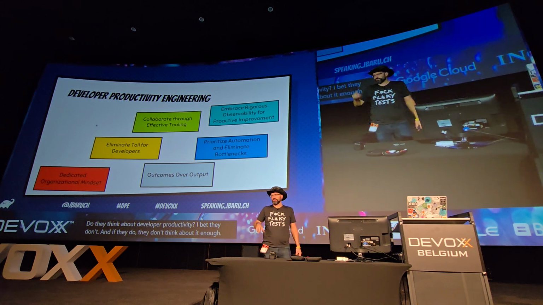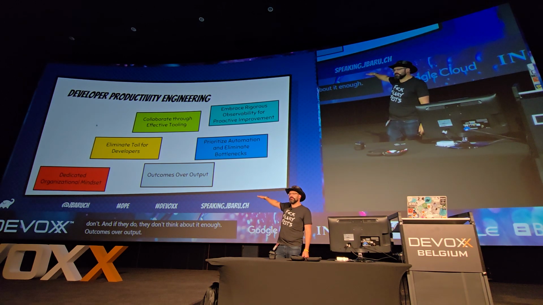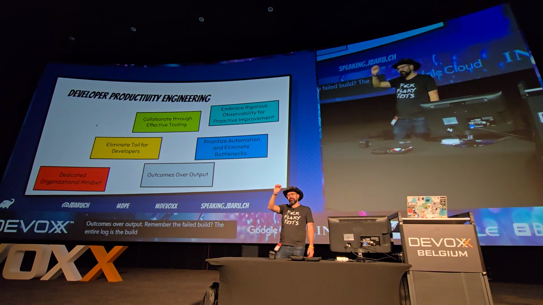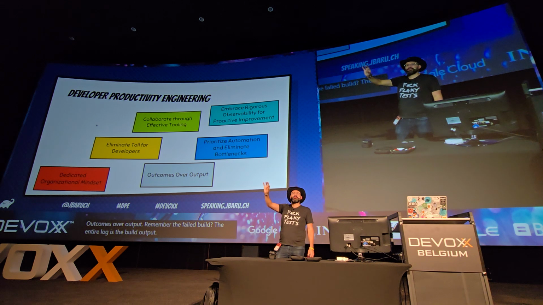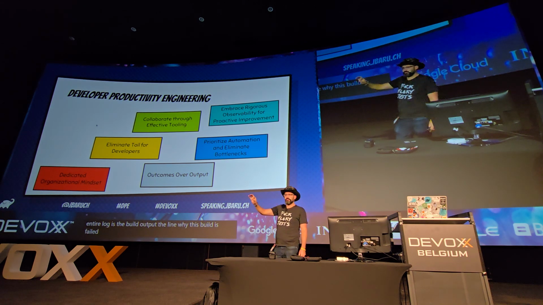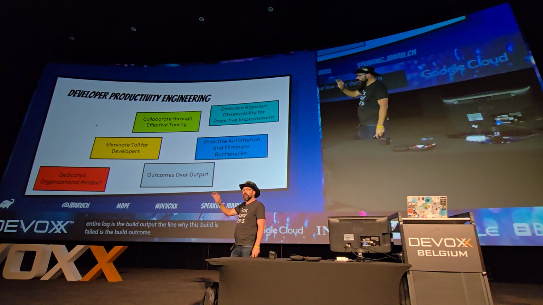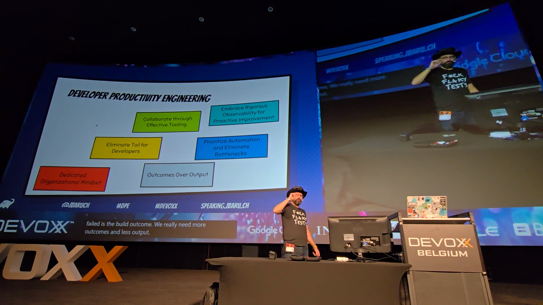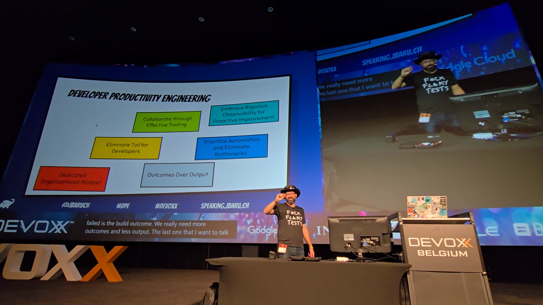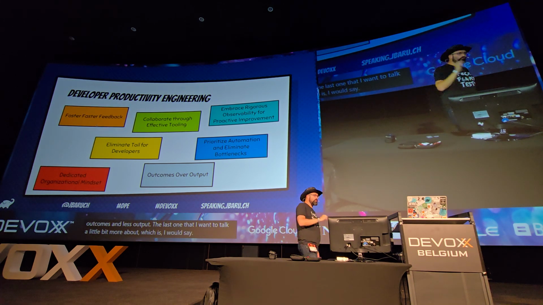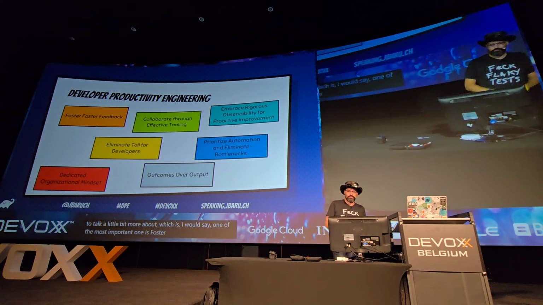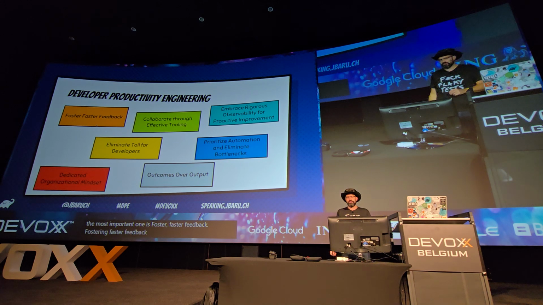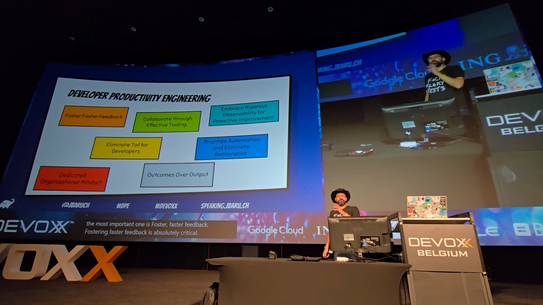Outcomes over output. Remember the failed build? The entire log is the build output. The line why this build failed is the build outcome. We really need more outcomes and less output. The last one that I want to talk a little bit more about, which is, I would say, one of the most important ones, is foster faster feedback. Fostering faster feedback is absolutely critical for us to be more productive.